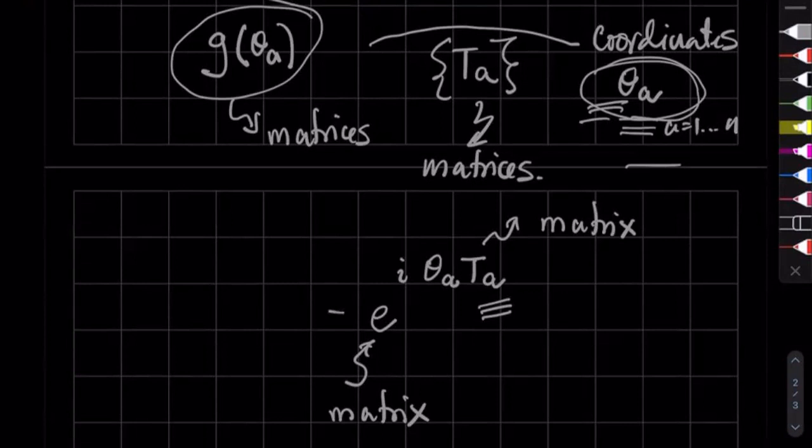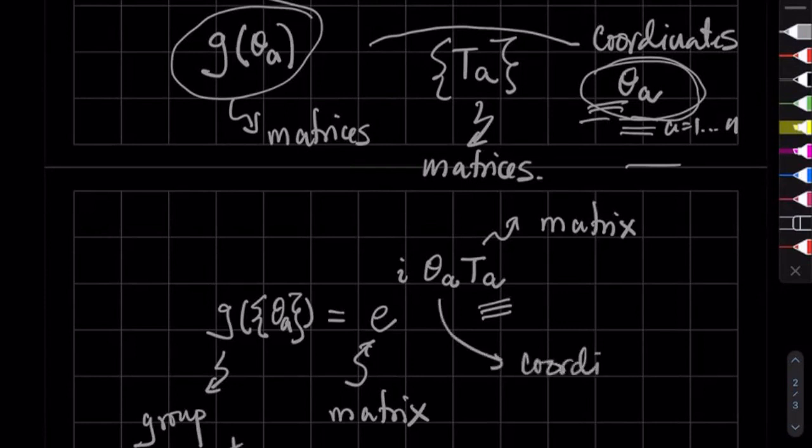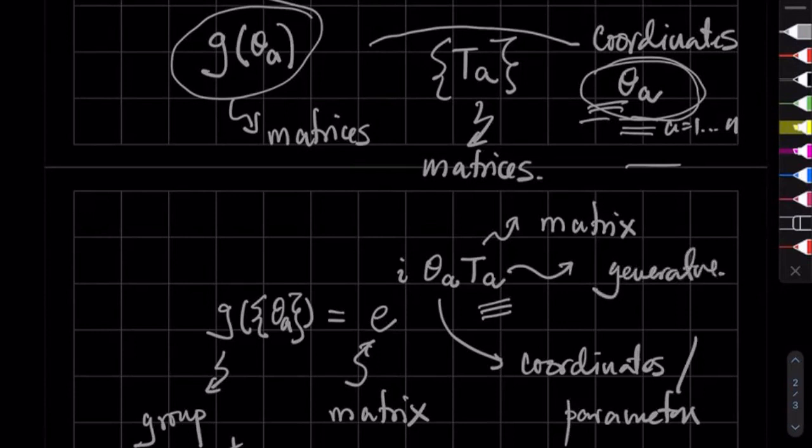So this we identified to be the group element, which is a function of the theta A. I'm using theta A, but what I mean is the whole set of thetas. If I were a mathematician, I should use the set notation. So this is a group element, and these are the coordinates on the manifold, the parameters. And these are the generators. Okay, now let's do an example, shall we?